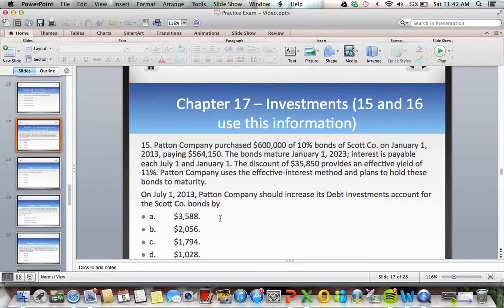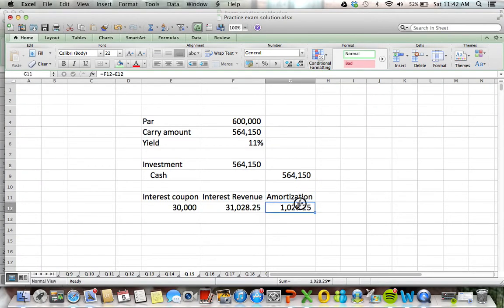So the answer is D for this one, because we're just going to increase our investment, that's all. That's the amortization of the discount. Total interest revenue is 31, and then there is the coupon. The difference is how much we increase the investment by. That's our amortization of this discount.